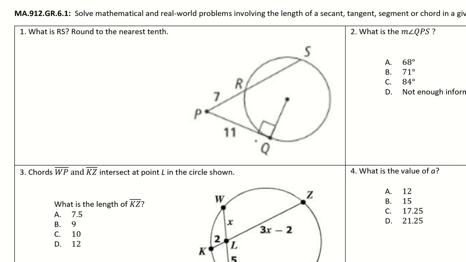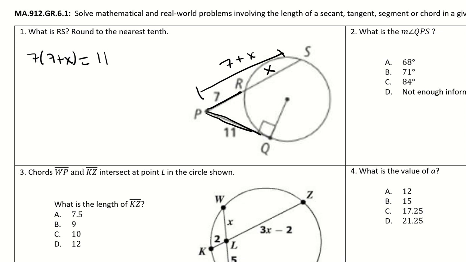All right, so let's go and do that. They're looking for RS, so we're going to call that x. So it's going to be 7 times 7 plus x. So we have 7 times 7 plus x is equal to the outer portion, which is 11, times the whole thing, which is also 11. So it's really 11 squared.